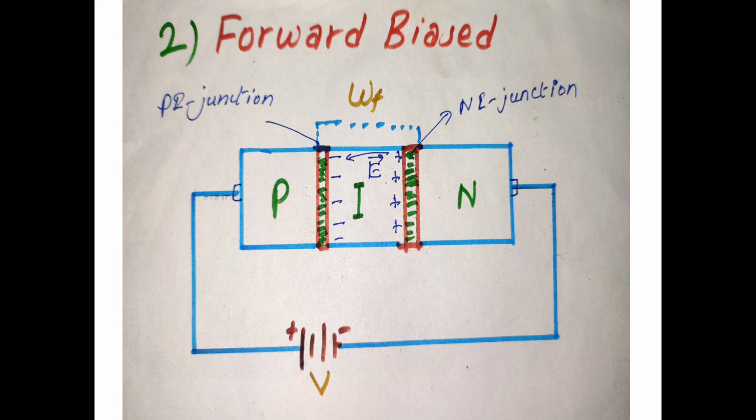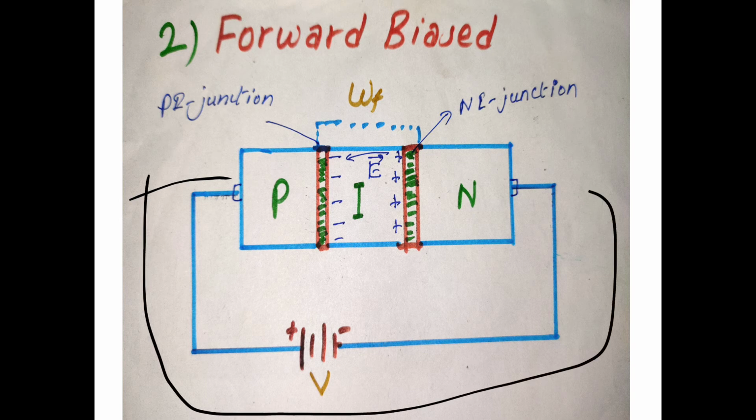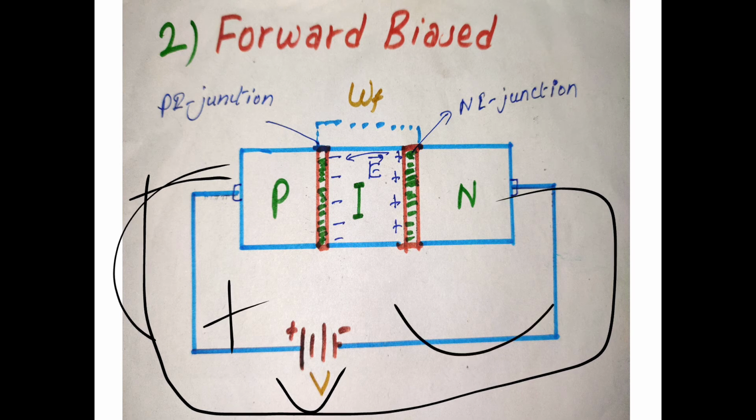You can see this is the circuit diagram for the forward bias condition of the PIN diode, where we have applied voltage V across the PIN diode, with the positive terminal connected to the P region and the negative terminal connected to the N region. This is our NI junction, this is our PI junction, and here W is the depletion width of the PIN diode under the forward bias condition. The depletion width is very small in comparison to the zero biased condition and the reverse bias condition.